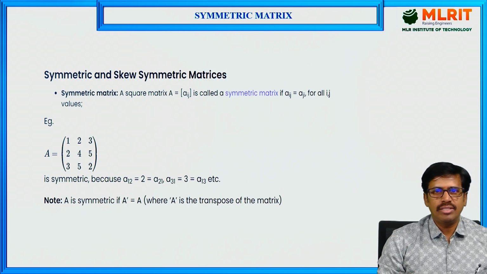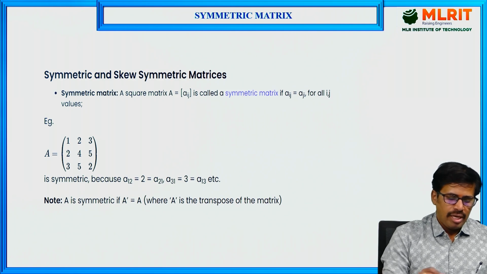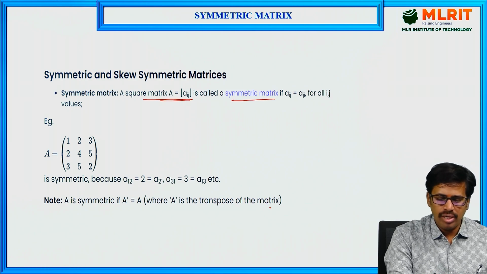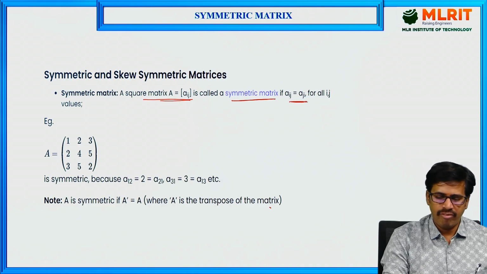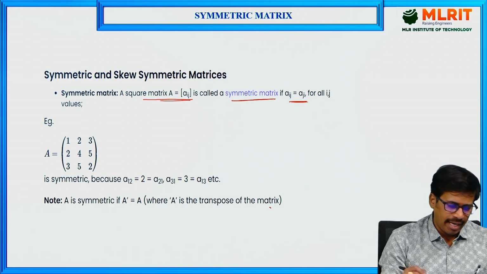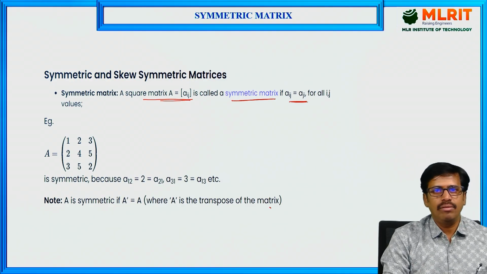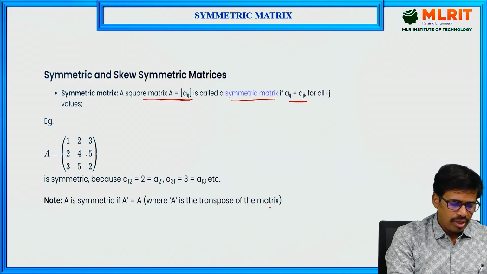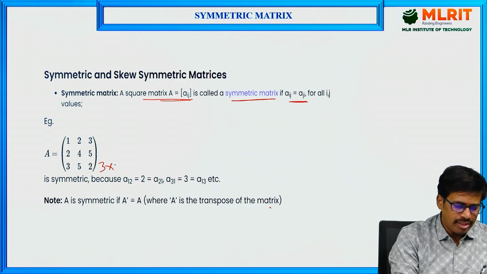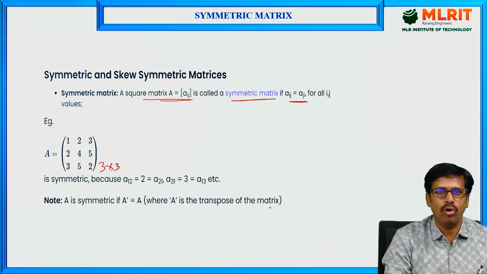Now, let us see what is a symmetric matrix. A square matrix capital A equal to aij is called a symmetric matrix if aij equal to aji for every i, j. Meaning a12 equal to a21, a13 equal to a31. In general, aij equal to aji. Let us see one example. A is equal to 1, 2, 3, 2, 4, 5, 3, 5, 2. This is a 3 by 3 matrix. The dimension of this matrix is 3 rows and 3 columns.